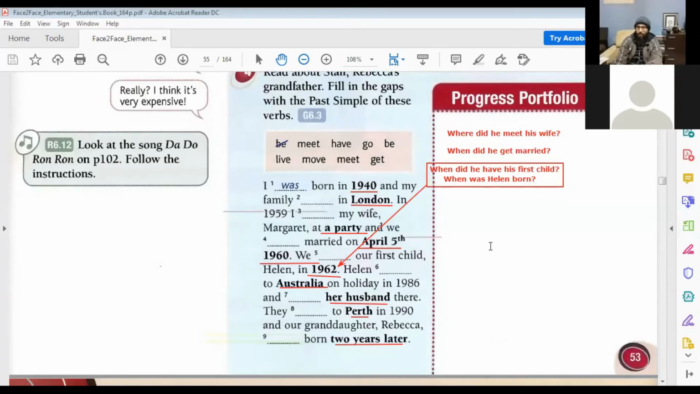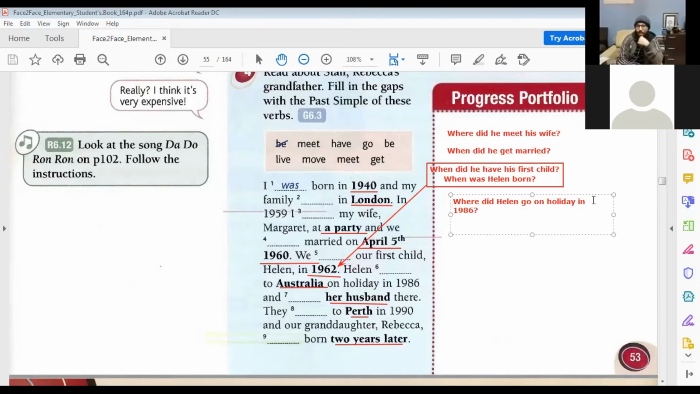Let's check Australia. How can we make a question about Australia? When did Helen go to Australia? You want to ask about the place. Where did Helen go? And where is the verb? Go. Yes. So where did Helen go on holiday?